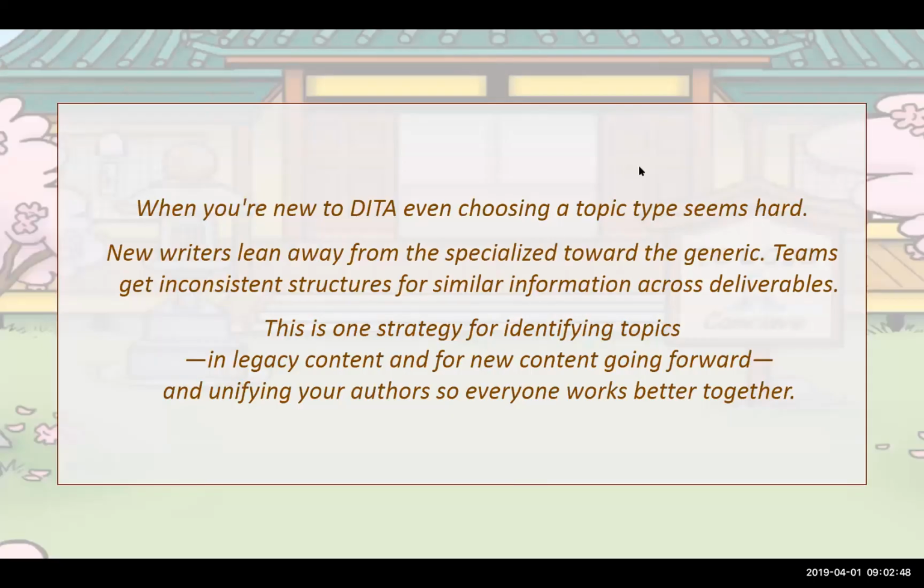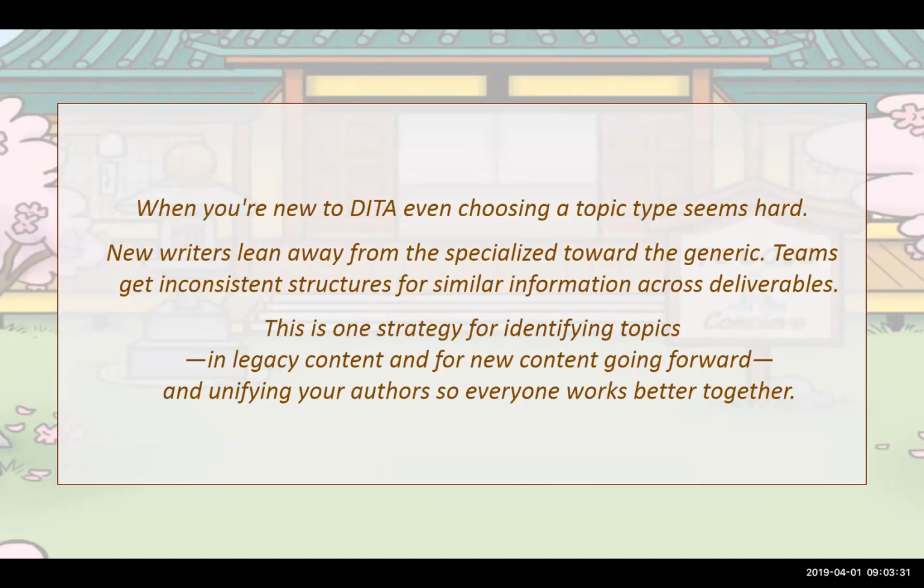As a short TC Dojo webinar, there is a lot to cover. When you're new to DITA, even choosing a topic type seems hard. Right? New writers tend to lean away from the specialized topic types, choosing that generic topic over and over again. And this gives you inconsistent structures, inconsistent content across writers because everybody's using a generic purpose and not really adopting DITA. It's very easy for writers to wing it using desktop publishing, and when you fall back to the generic topic, the same thing is happening again.